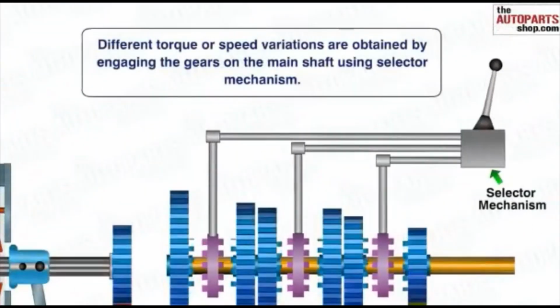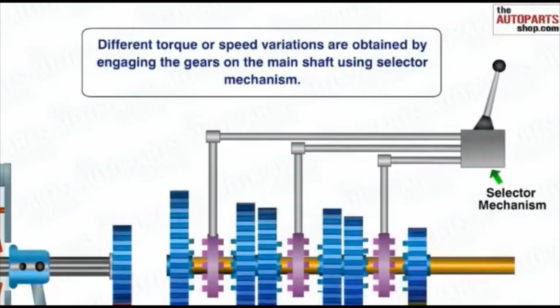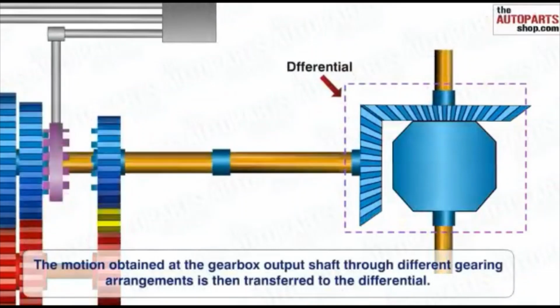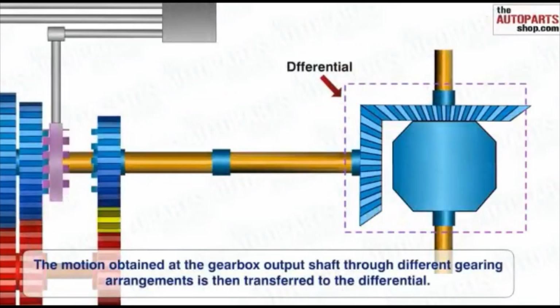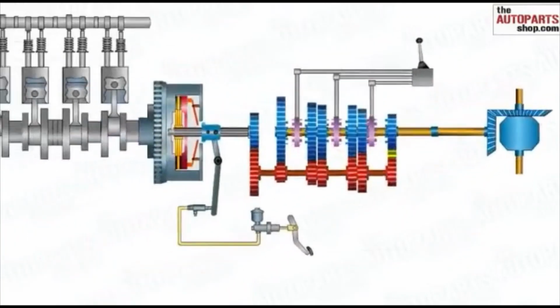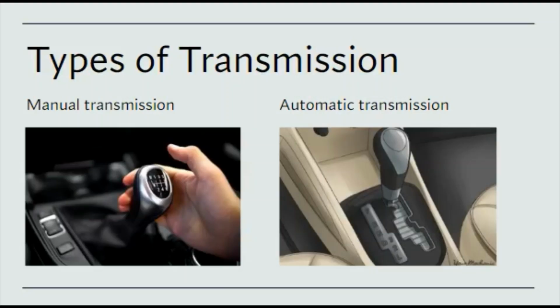Different torque or speed variations are obtained by engaging the gears on the main shaft using selector mechanism. The motion obtained at the gearbox output shaft through different gearing arrangements is then transferred to the differential. From the differential, power is transmitted finally to both the road wheels according to speed requirements. There are a variety of car transmissions such as automatic and manual.